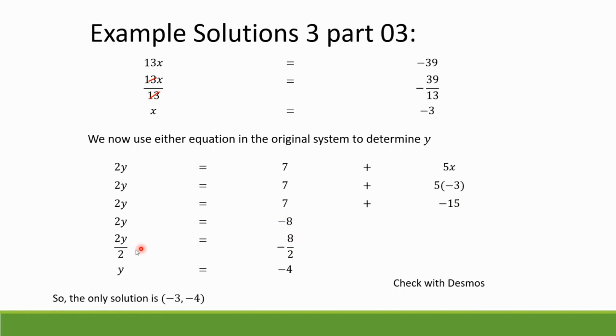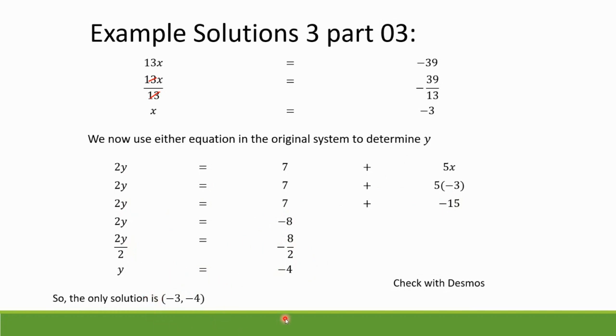Then we divide both sides by 2. And doing that, we get y equals negative 4. So that's what we get here. So we had x is negative 3, y is negative 4. So the only solution is negative 3, negative 4.